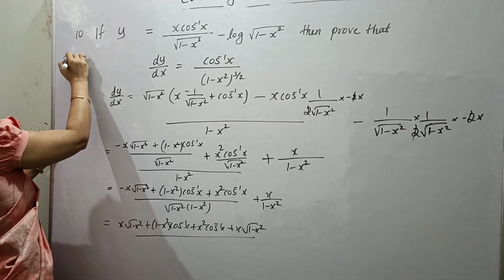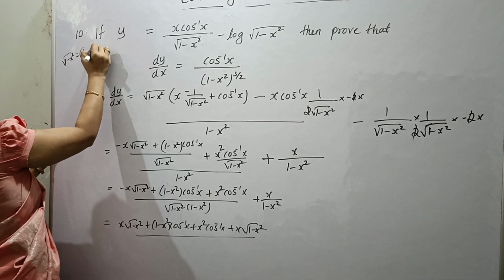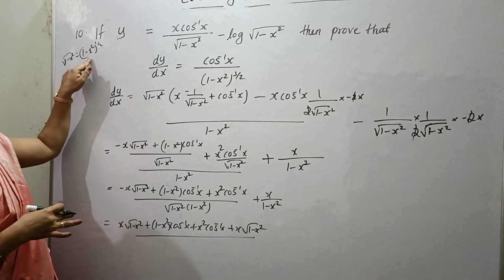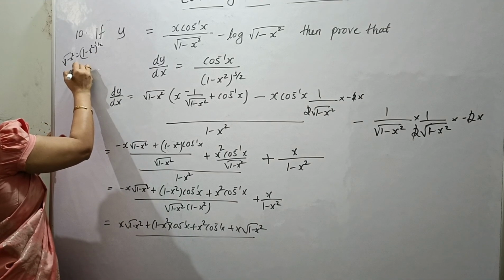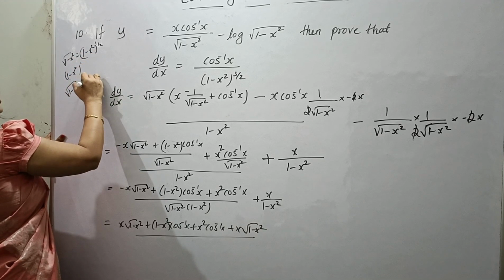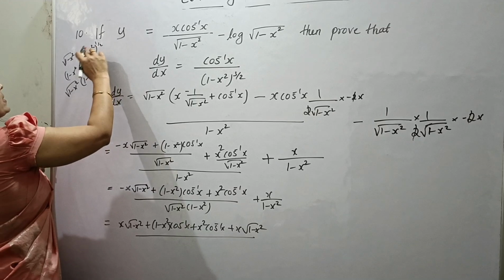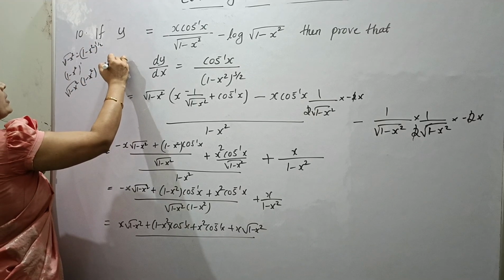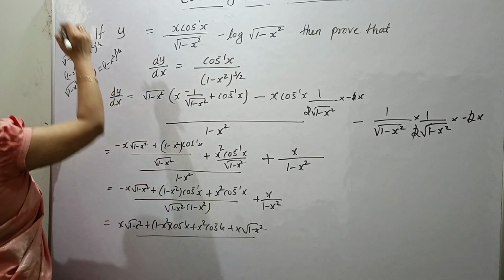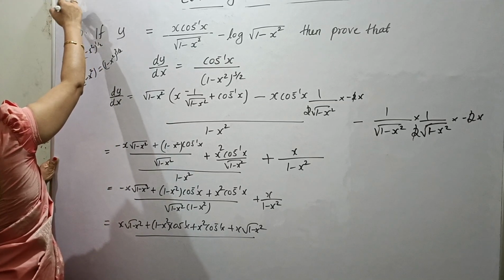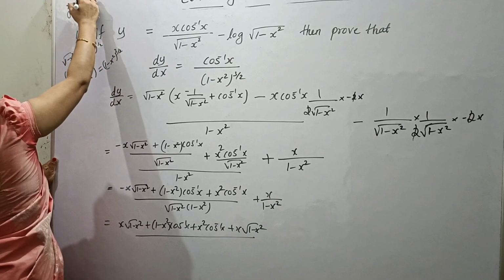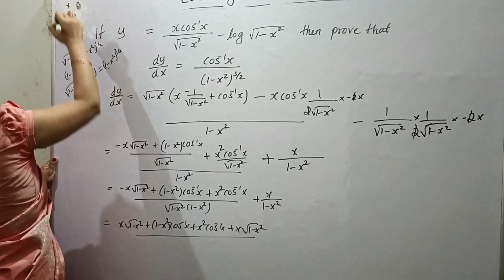What is root 1 minus x square? That is 1 minus x square whole raised to 1 by 2. Root x is nothing but x raised to 1 by 2, right? So here 1 minus x square to the power 1 by 2 and 1 minus x square, that is power 1. So root 1 minus x square into 1 minus x square is 1 by 2 plus 1. So 1 minus x square whole raised to 3 by 2. Adding the power. That is a raised to x into a raised to y is nothing but a raised to x plus y, right?